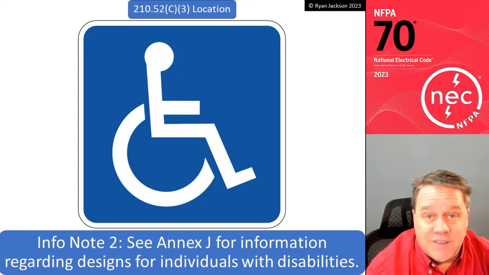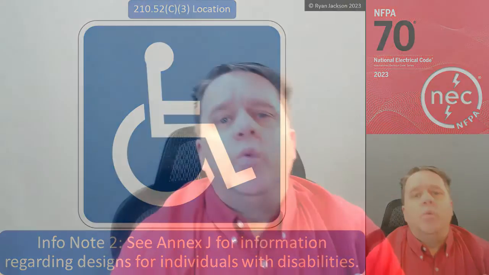All right, that's it for this video. We will see you on the next one where we finish our little journey through section 210.52. We're going to talk about bathrooms, we'll talk about unfinished basements and garages and outdoor receptacles and hallways and foyers.